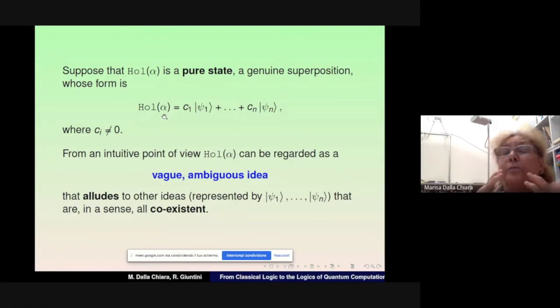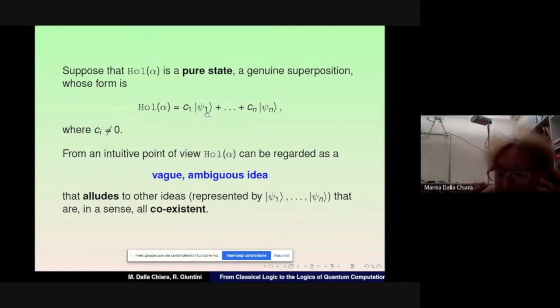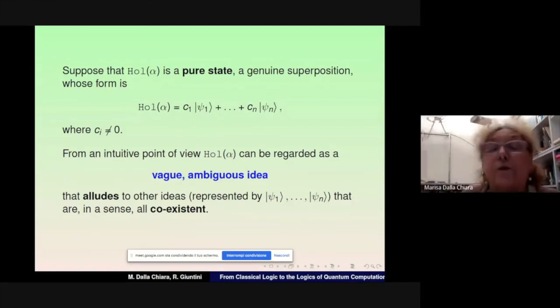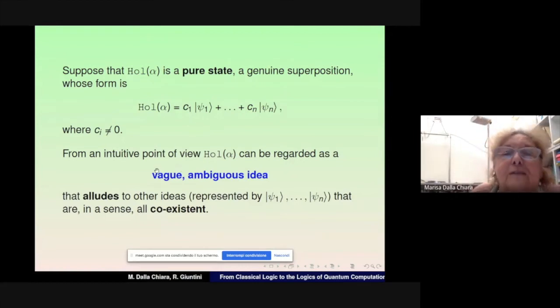That we are describing a system using the pure state psi, but our psi might become psi1, psi2, with the probability that is determined by the Born rule. So in a sense, also in the case of pure quantum mechanics, not only in the case of quantum information and quantum computational semantics, the components of a quantum superposition are all coexistent. Because a superposition, after all, from an intuitive point of view, represents a kind of cloud of possibilities.